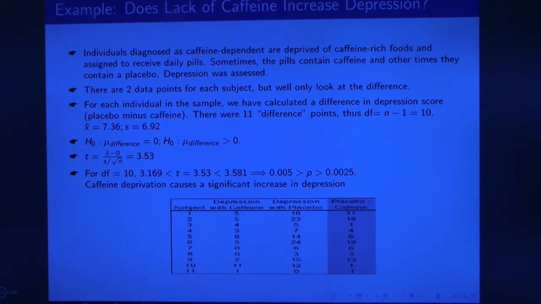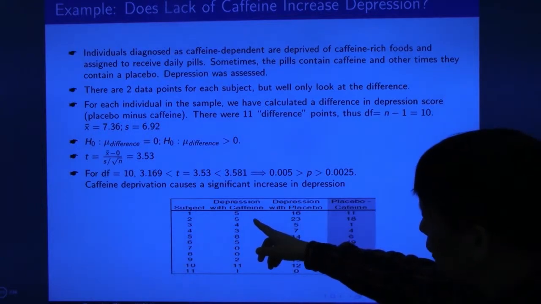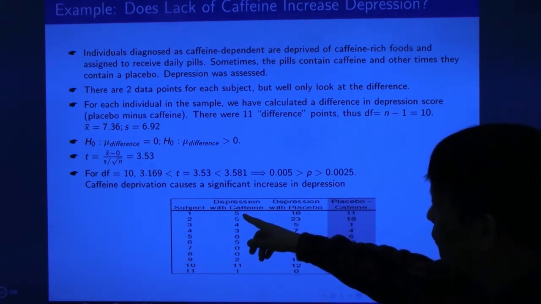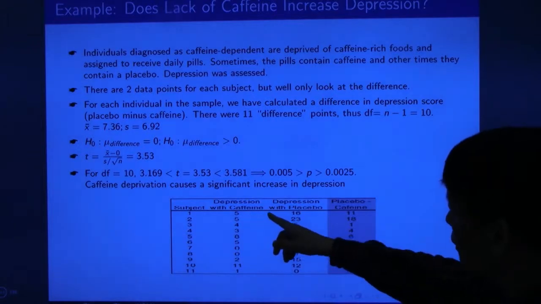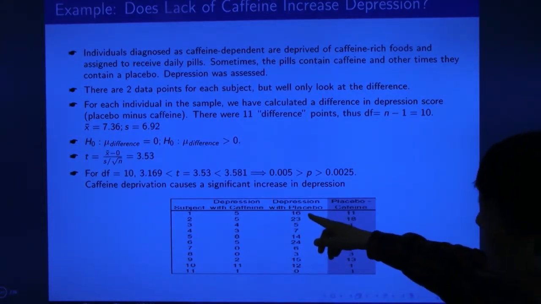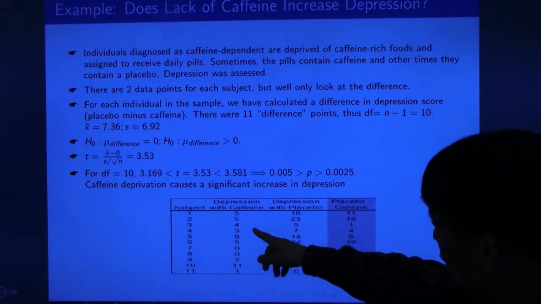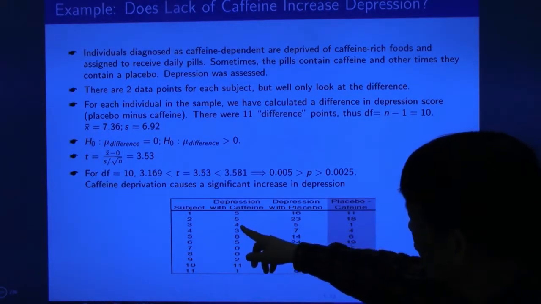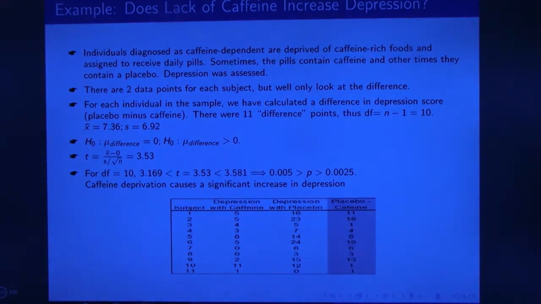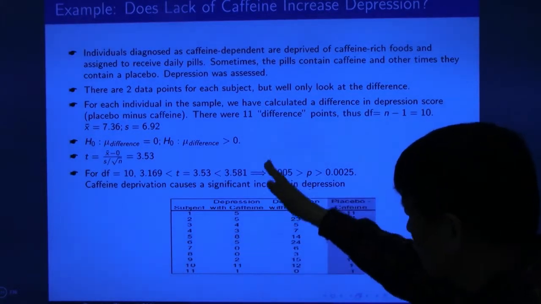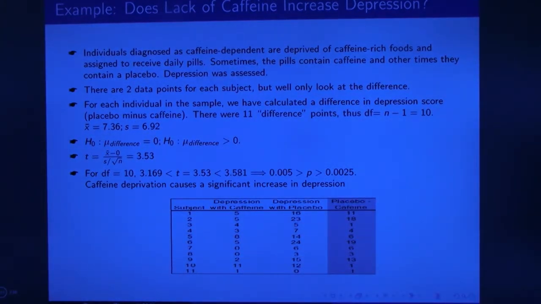And for depression with caffeine, the measured data is, for example, for subject 1 is 5. And the depression with placebo is 16. And for the second subject, with caffeine is 5, with placebo is 23. And so on. We have all the data, the two sets of data for the 11 subjects. As we said, we care about the difference between the cases with caffeine and with the placebo. So we are interested only in the difference.